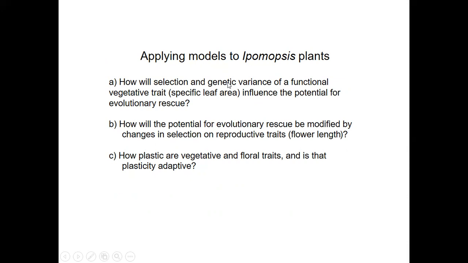How will selection and genetic variance of a vegetative trait like specific leaf area influence the potential for evolutionary rescue? How will that potential be modified by the weakening of selection that we're seeing on traits important to pollination, like the length of the flower? And finally, how plastic are these traits? They respond directly to the environment. And is that plastic response adaptive? Does it increase fitness?